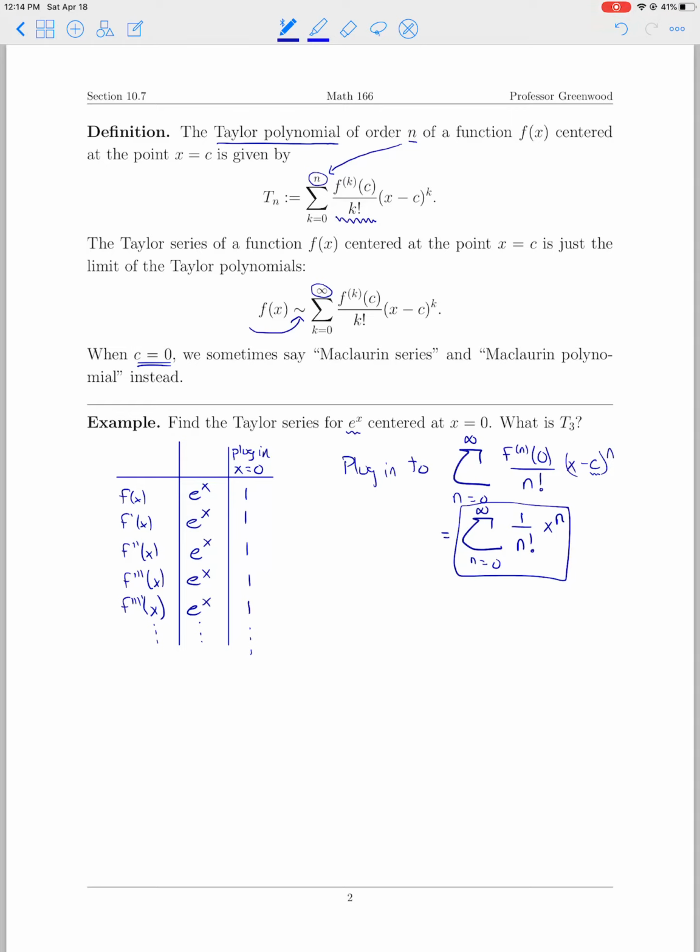And so when I plug in n equals 0 into this series, then I get x to the 0 over 0 factorial. That's just 1. When I plug in 1, I get x over 1 factorial. That's just x. When I plug in 2, I get x squared over 2 factorial. And when I plug in 3, I get x to the third over 3 factorial. So in this case, T3 of x, or in other words, the degree 3 polynomial that agrees with the first, second, and third derivatives of e to the x, that's just equal to this.